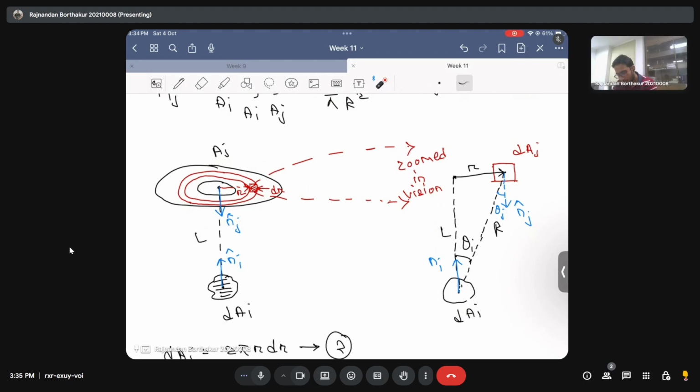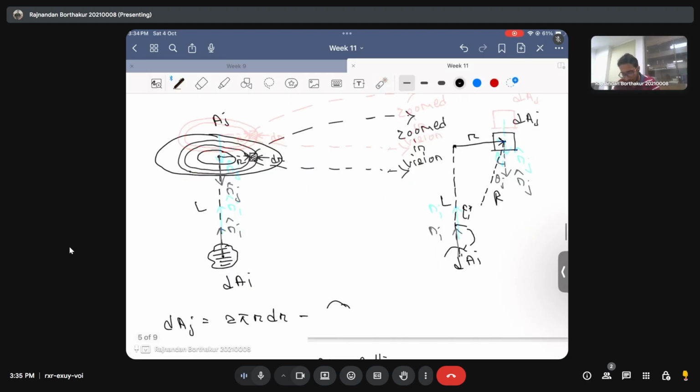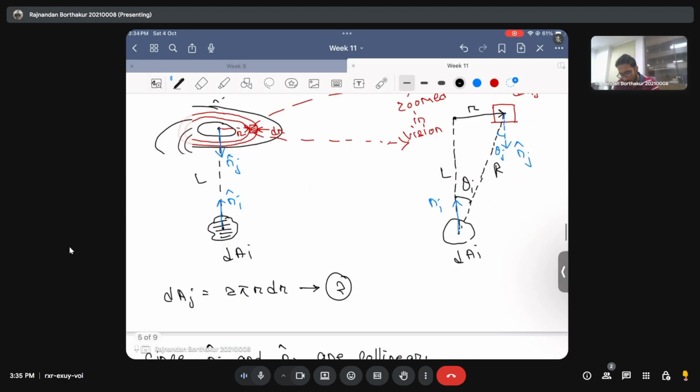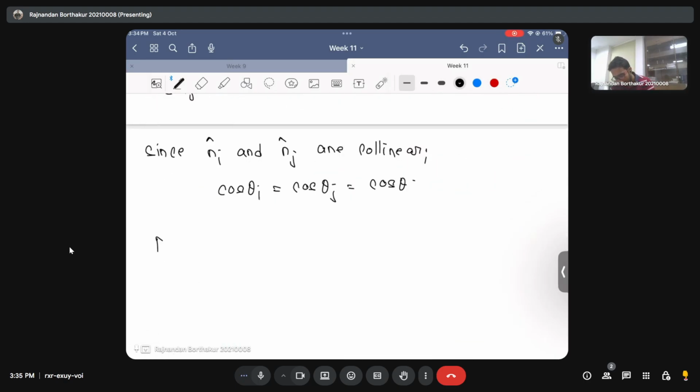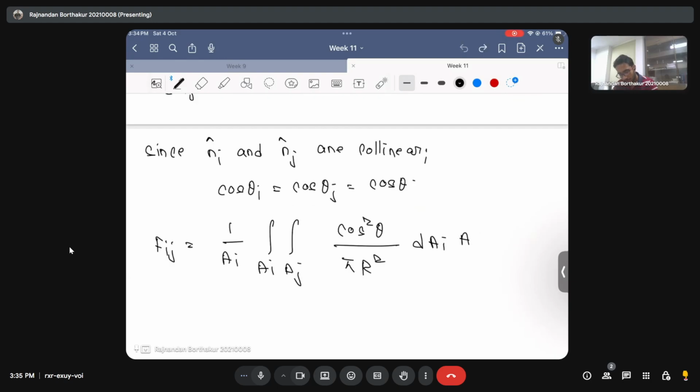Since theta i is equal to theta j, you can infer from this definition of Fij that Fij is equal to 1 upon Ai, integral over Ai, integral over Aj. This now becomes cos square theta j by pi r squared dAi dAj. I hope you are clear with me until this point.